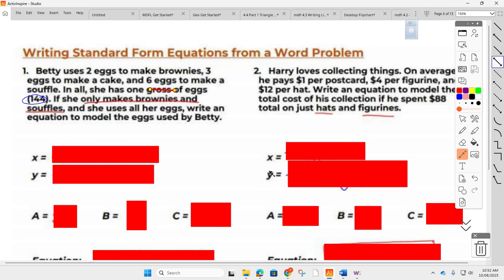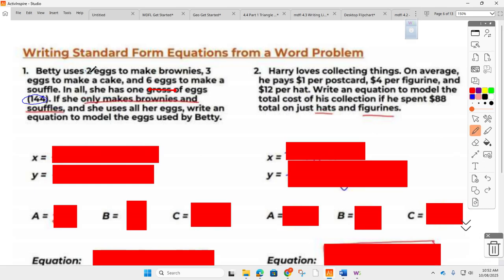So they let us know how many eggs to make brownies, how many eggs to make a cake, and how many eggs to make a souffle. And then they tell us she only wants to make brownies and souffle, and she uses all of her eggs. Write an equation to model the eggs used by Betty.